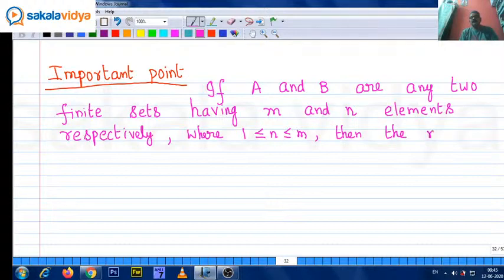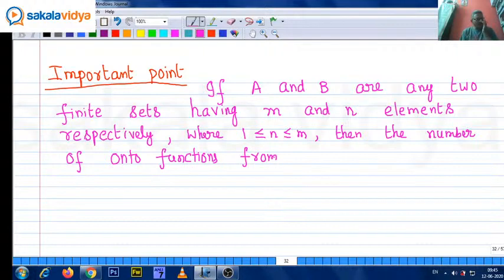the number of onto functions from A to B equals sigma r is equal to 1 to n, (minus 1) to the power of n minus r, nCr, r to the power of m.